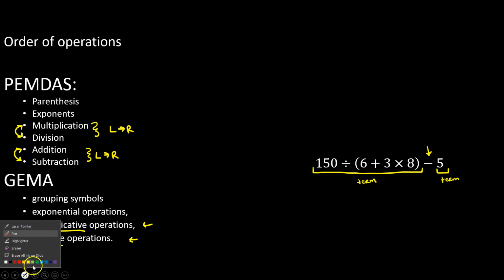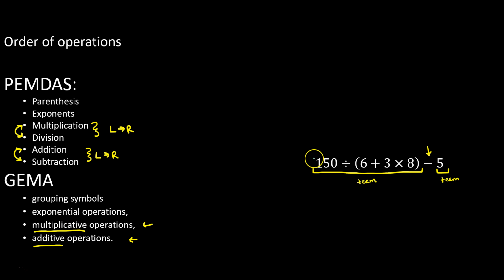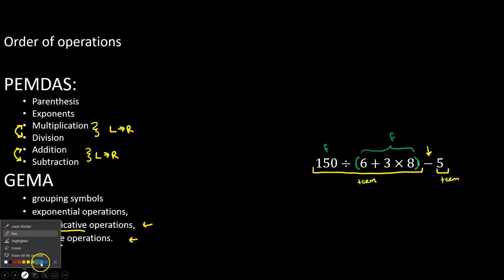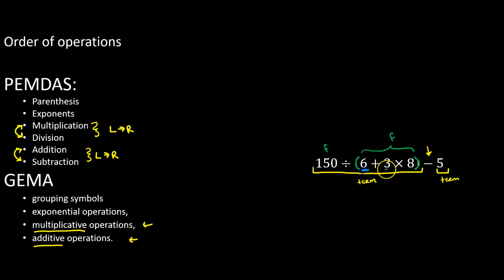Within each term, we will have factors. Factors are things that are multiplied together. So we have 2 factors here, 3 times 8, but those are within parentheses. So division is separating the factor 150 and the factor inside of these parentheses. Remember that division is a multiplicative operation, so that does help us see the separate factors because there's a division symbol. And then inside of this big parentheses factor, we can see that we have two terms. We have the 6 and then the 3 times 8, and then 3 times 8 each has a factor.